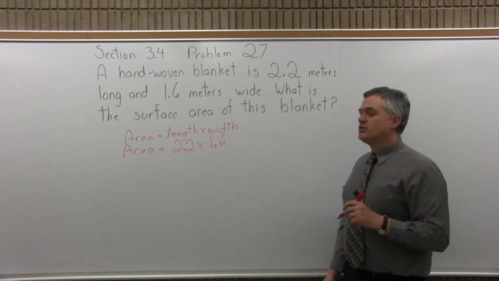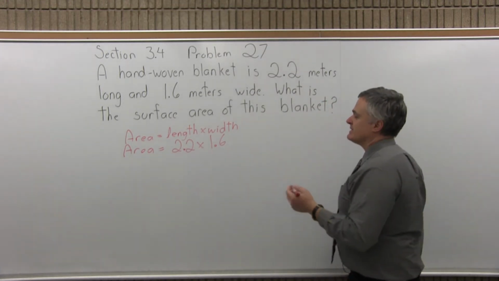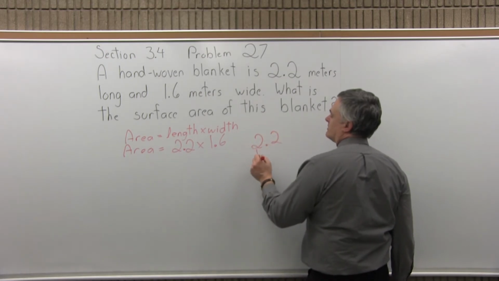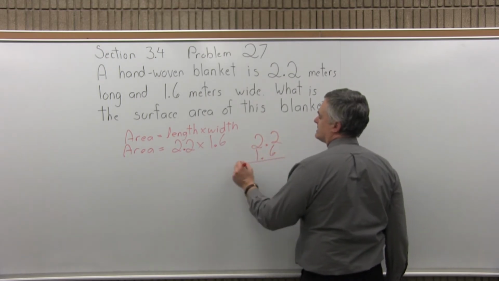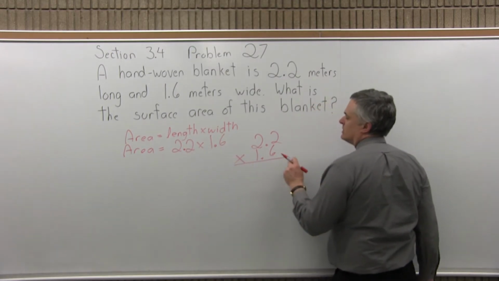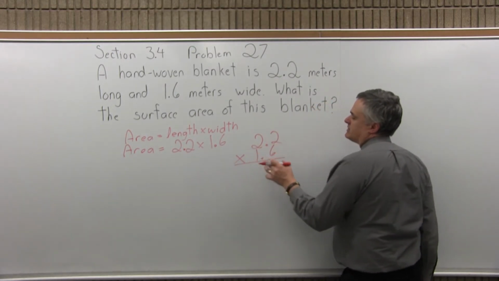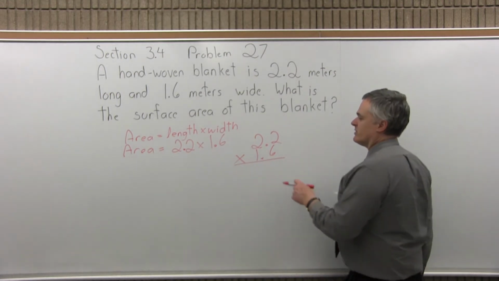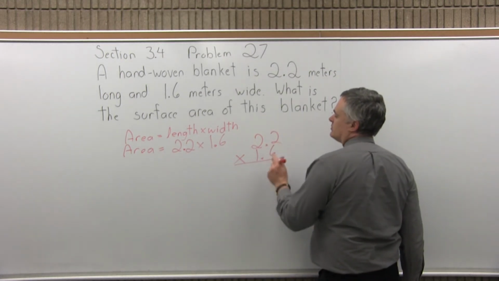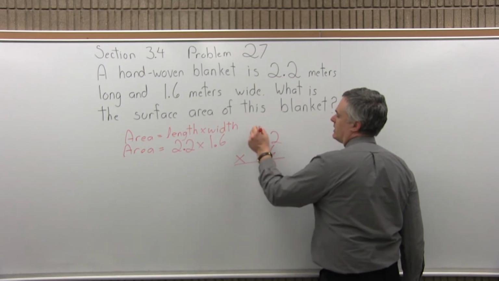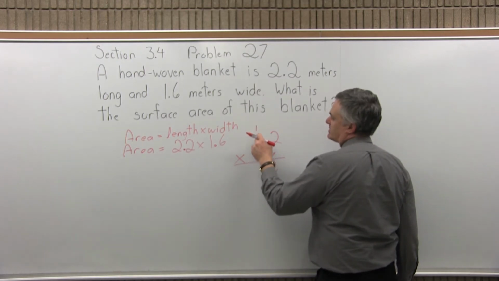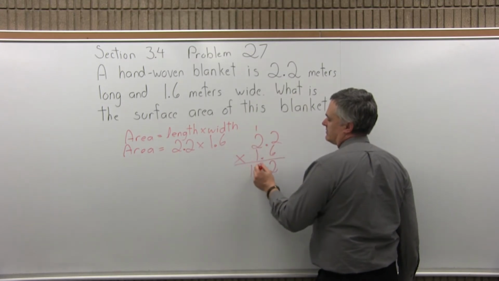To multiply 2.2 times 1.6, I find it easier to write it vertically. So if I multiply, start off with just 22 times 16. Get the answer for that, then put the decimal where it goes. 6 times 2 is 12. Write the 2, carry the 1. 6 times 2 again is 12 again, but this time you add the 1 that you carried. So 12 plus 1 more is 13.